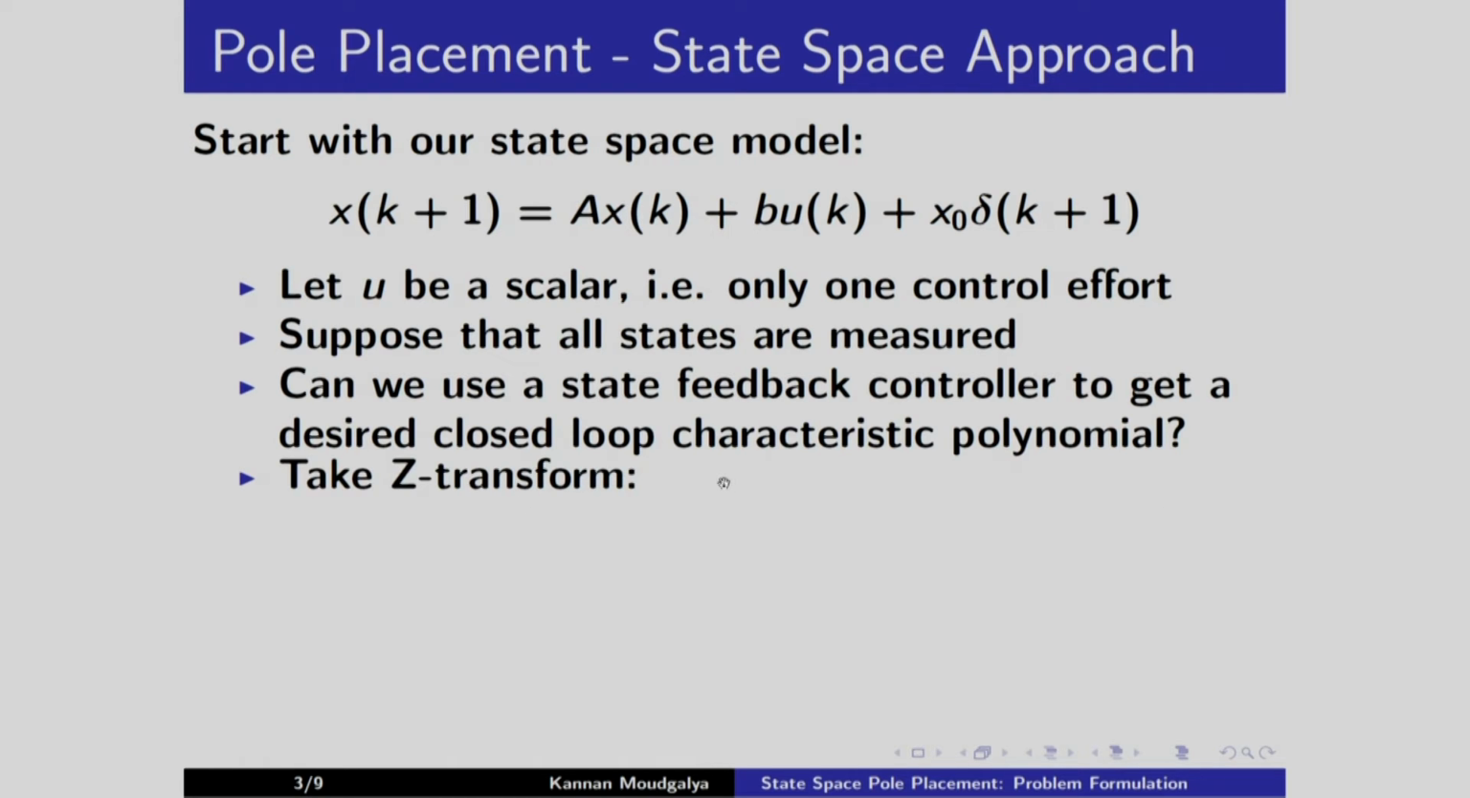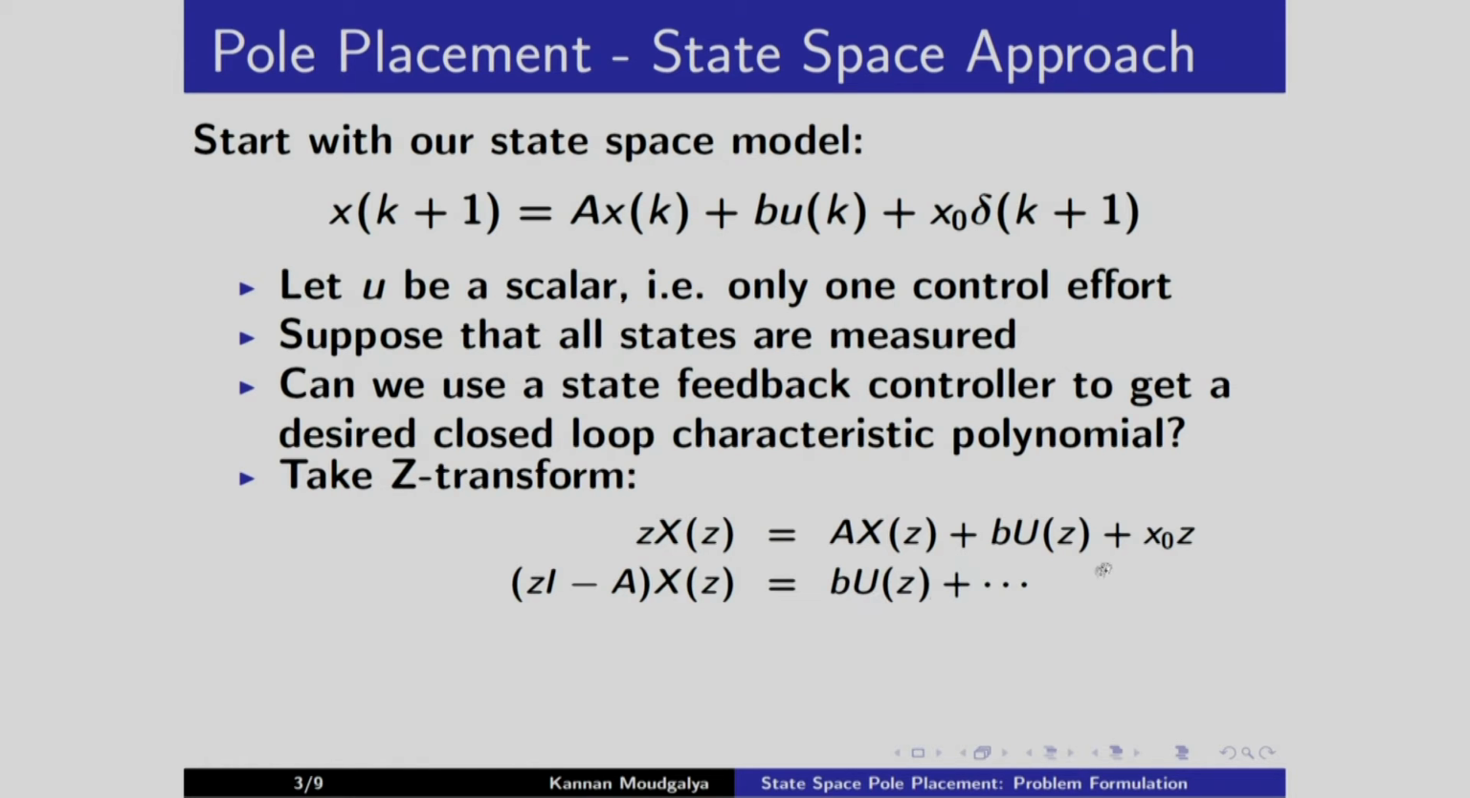So let us take Z transform. Because you have x of k plus 1, by the shifting theorem you get Z times x of Z, then you have AX of Z, BU of Z. Similarly for this x naught into Z, because of this k plus 1 you have a Z, and of course Z transform of delta is 1. Let us bring this to the left hand side and write down the other terms. Let us take this to the right hand side.